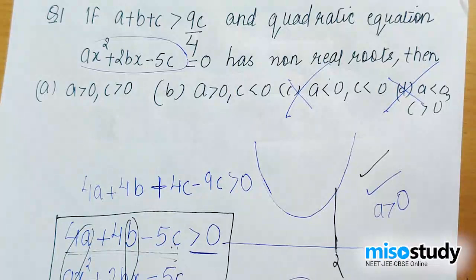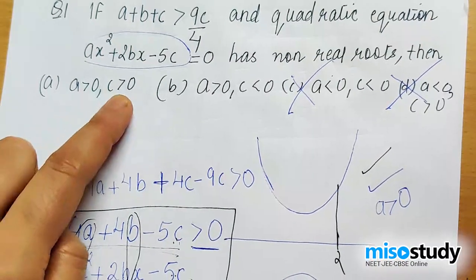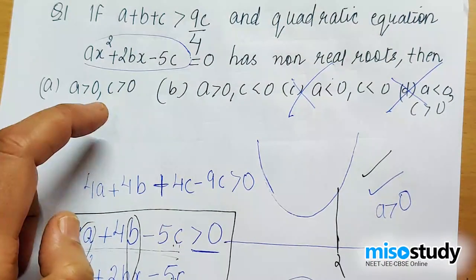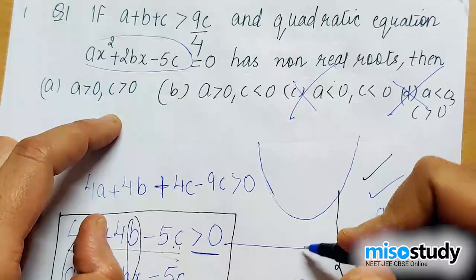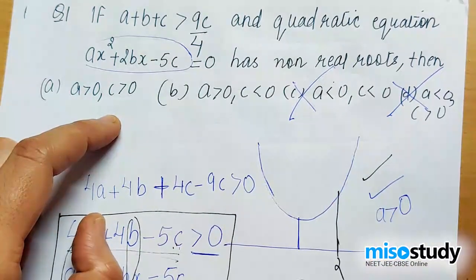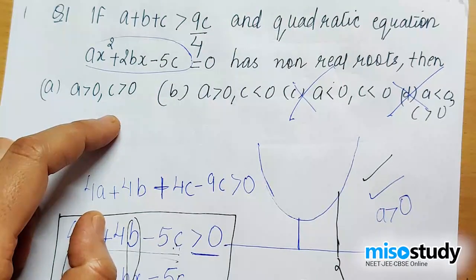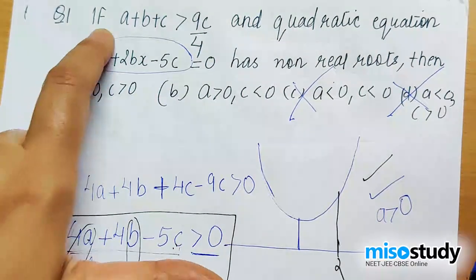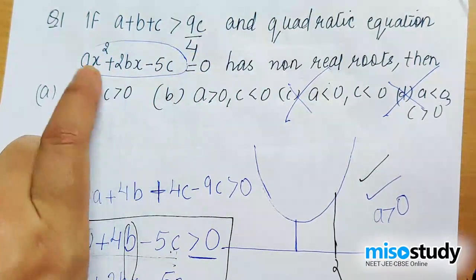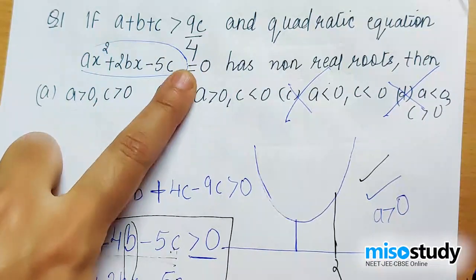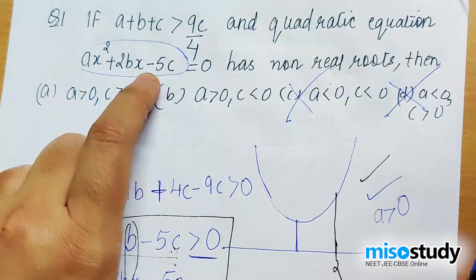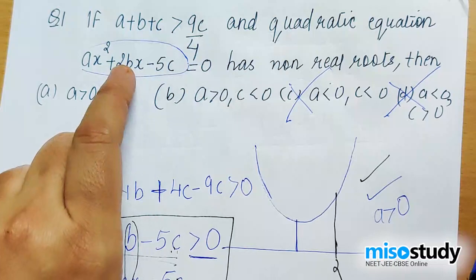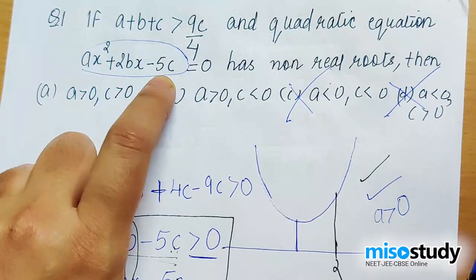Now we have to carefully see these options and find out which is the right one. You may in a rush, generally all the students in a rush would say c should also be greater than 0 because this is the value of f of 0, and since from the graph it's clear that f of 0 should also be positive. But no, my dear students, if you carefully look at the equation, here comes the twist. If you carefully look at the equation over here, it's minus 5c. If you put x equal to 0, you will end up having minus 5c.